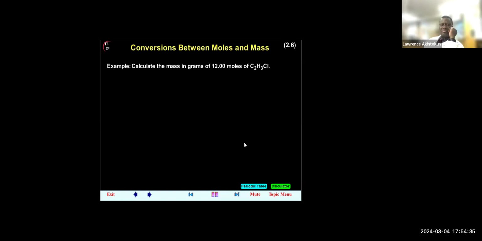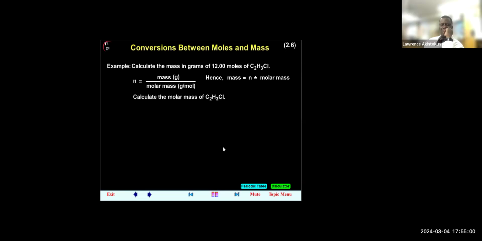Calculate the mass in grams of 12.00 moles of C2H3Cl. N equals mass divided by molar mass. Hence, mass equals N times molar mass. Calculate the molar mass of C2H3Cl.